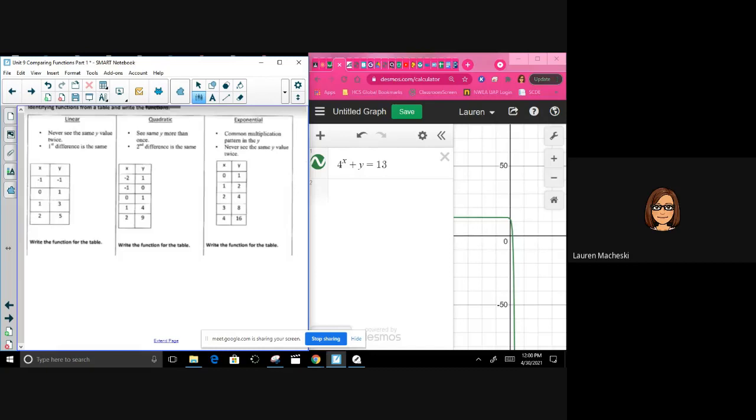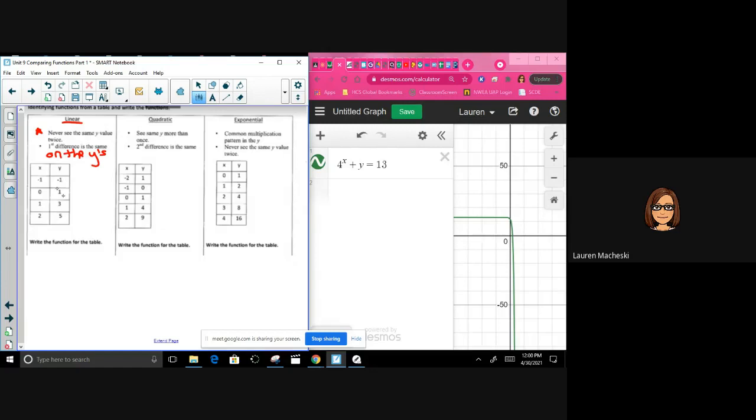If it's a linear table, you're never going to see the same y value twice. And the first difference is the same on the y's. Add that in there, on the y's. The first difference is going to be the same on the y's. So it's really important for us to check our y-axis when we're deciding whether it's linear, quadratic, or exponential.